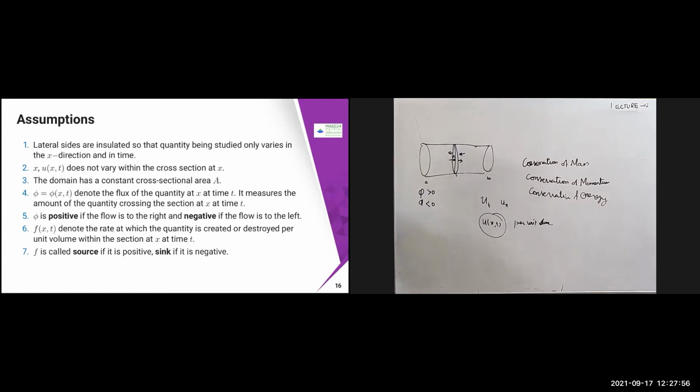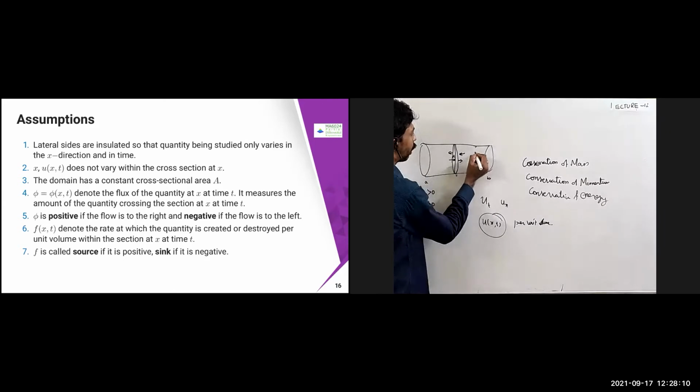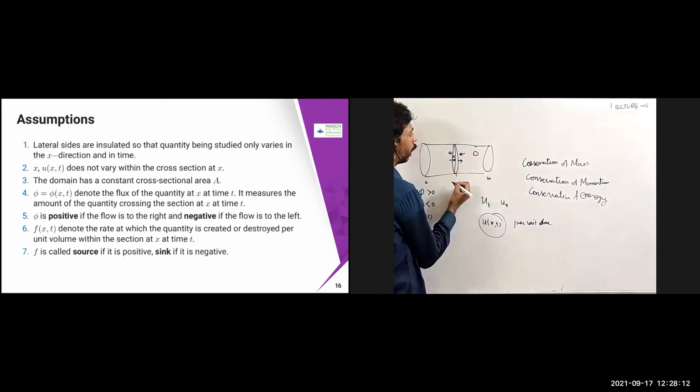Now I'm going to denote one more thing, f of x comma t, which is going to denote the rate at which the quantity is created or destroyed. Sometimes I will add some more heat, and that heat also will be accumulated. So this f is usually called a source or sink, depending on the problem.